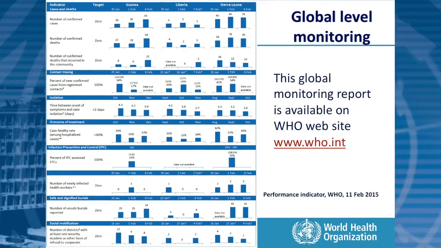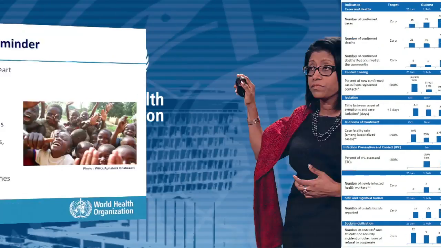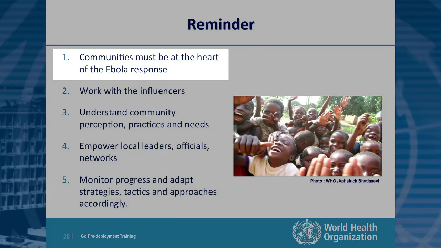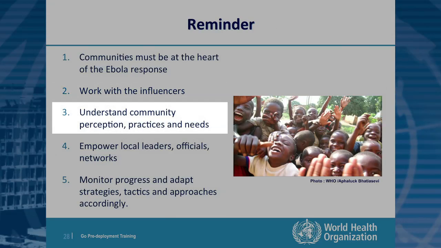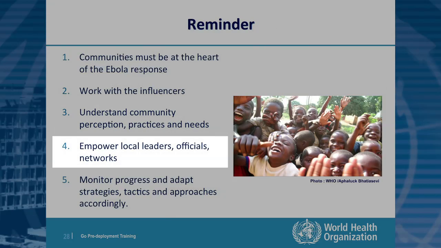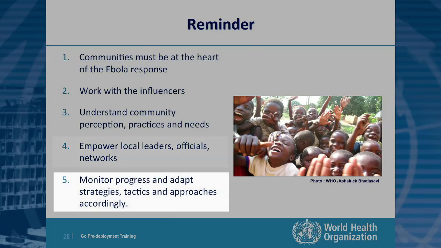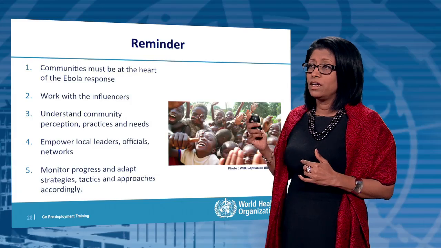Again, at global level, there is monitoring, and you can find reports like this. And really, it is very important to do this data analysis and management so we can decide what actions to take where. Remember, communities are at the heart of Ebola, and therefore they must be at the heart of Ebola response. We have to identify and work with the community influencers. We have to understand community perception, practices, and needs. Our technical knowledge is not enough to deal with Ebola. The power of local leaders, officials, and networks should be understood, and they should be further empowered. We must monitor progress and adapt strategies, tactics, and approaches all the time. All the time. There is no one solution for proper community engagement in Ebola.